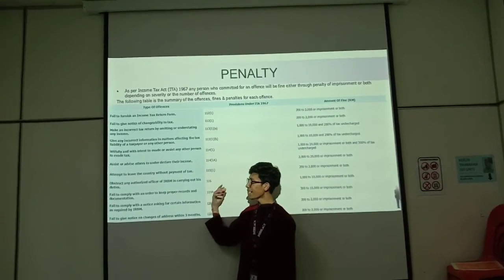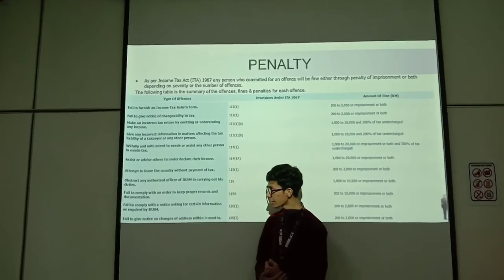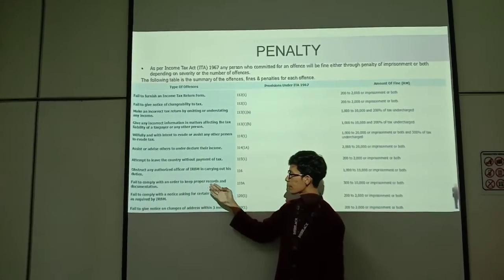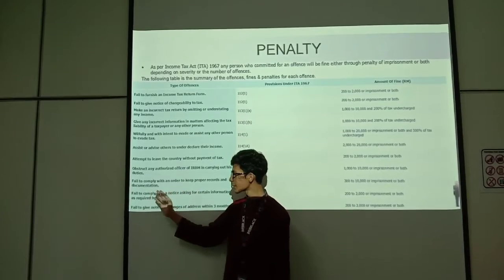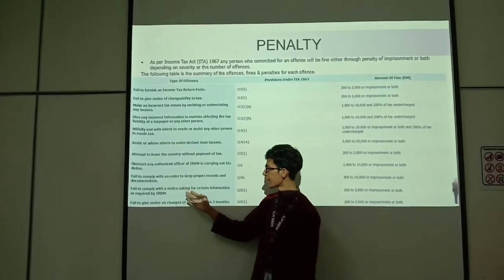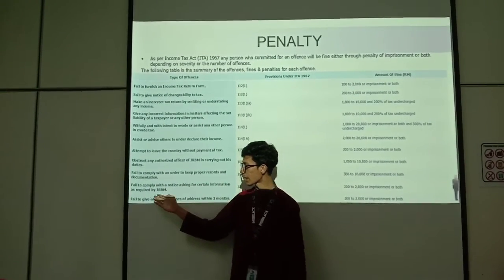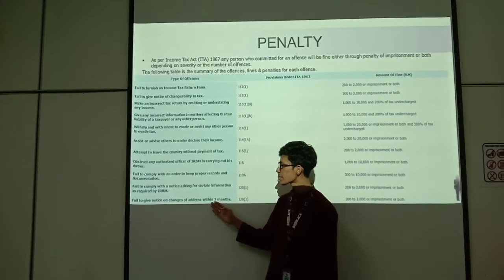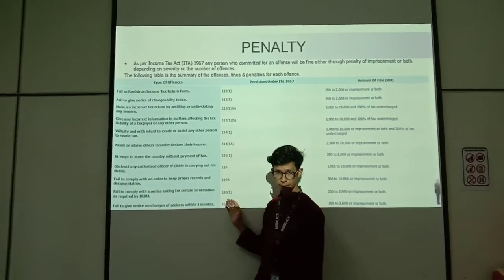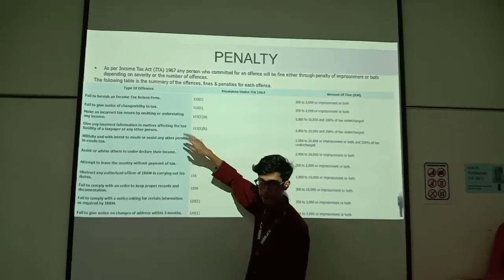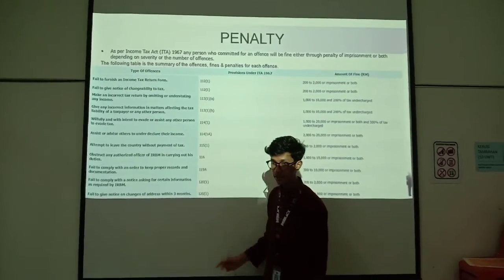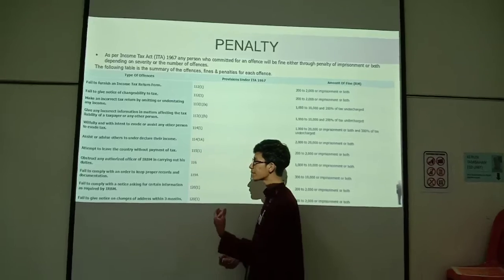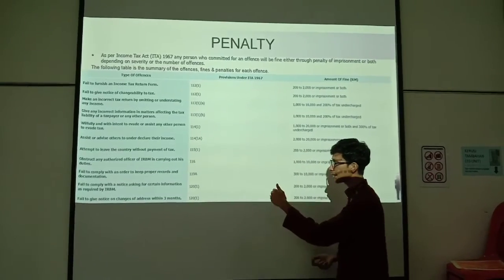IRB in carrying out their duties, and then fail to comply with the requirement to keep proper records and documentation, fail to comply with a notice asking for certain information as required by IRB, and lastly, fail to give notice on changes of address within 3 months. These are all the types of the offences, and these offences will be given penalties based on the severity.